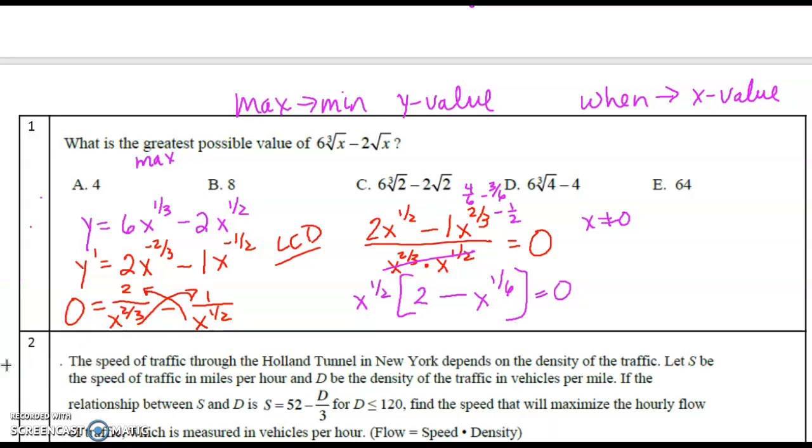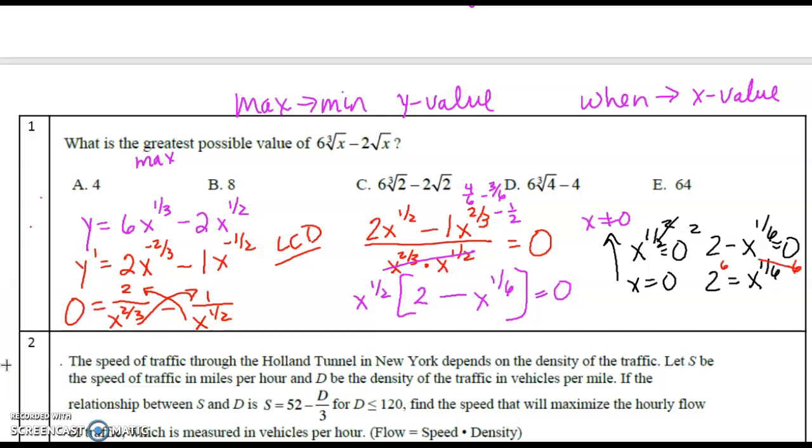Okay, so let's solve. So x to the 1/2 equals 0, or 2 minus x to the 1/6 equals 0. Well, square both sides, so x equals 0. We already know we had that restraint though, because it made our derivative undefined. Add, and then I'm going to apply the 6th power to both sides. So x equals 64. Now, that is the x value that would give us a max or min. Since we want to maximize this and there's no endpoints, that is going to be the x value that tells you when the max occurs.